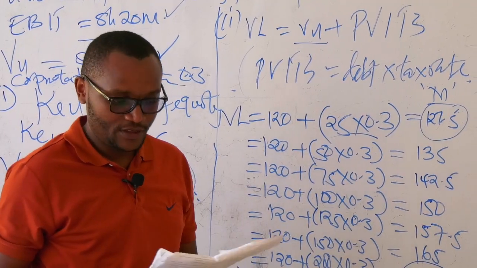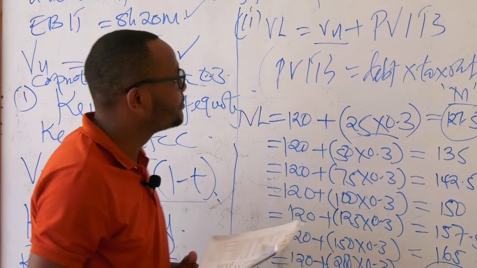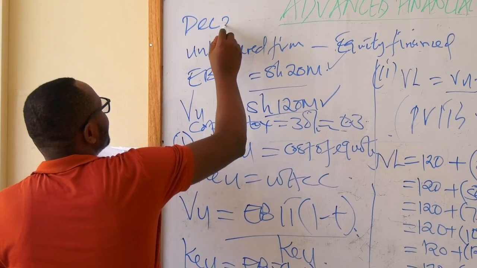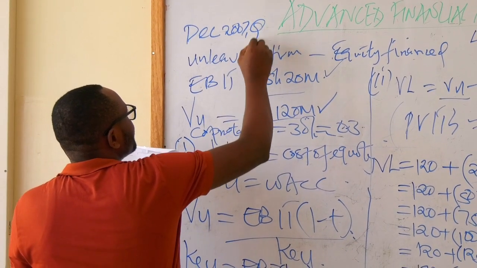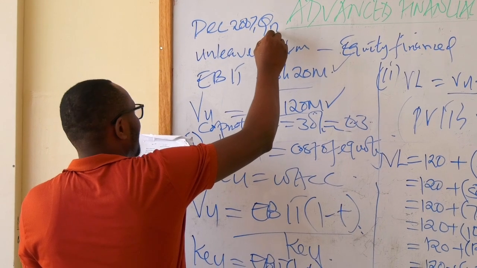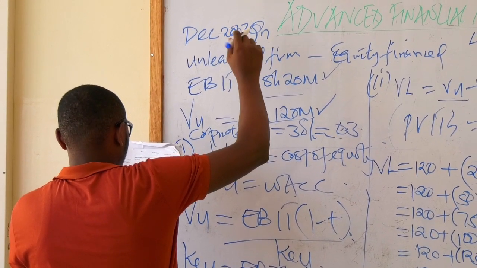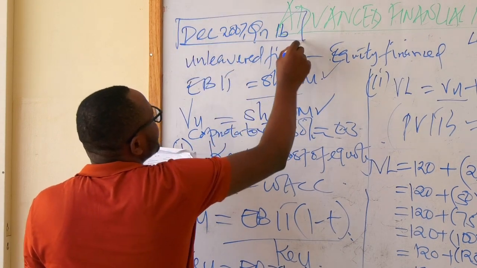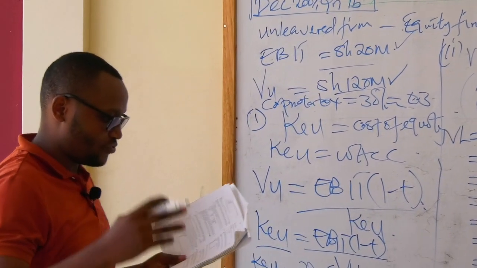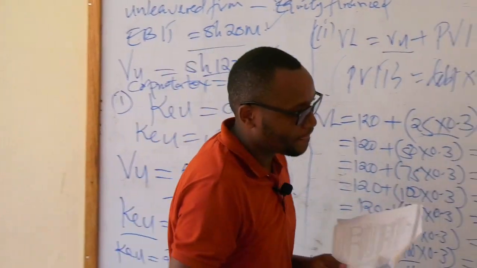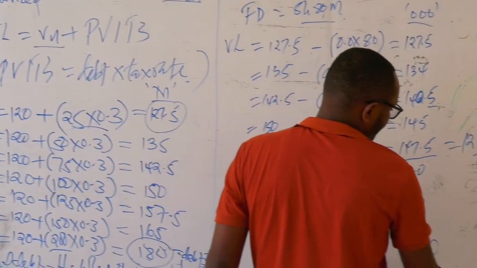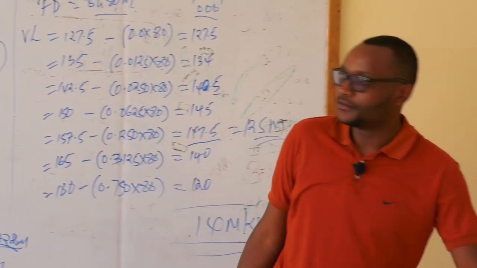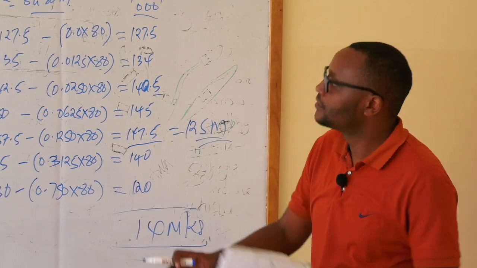Yes, we are through with that question. I forgot to write the question; this is December 2017, question 1B. You are home with your 14 marks. The total marks for this question was 14 marks. So quite okay. After doing this question, we have 14 marks.